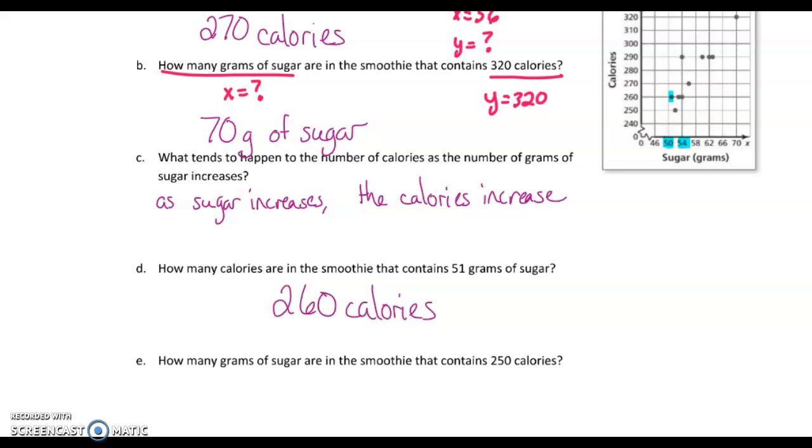Okay, now let's look at the next question. It's asking, how many grams of sugar are in the smoothie that contains 250 calories? The answer would be 52 grams of sugar. This point right here is at 250. If we go down and look at the x-axis, it's halfway between 50 and 54, so that would be 52 grams of sugar.